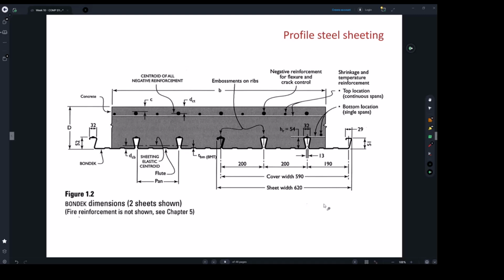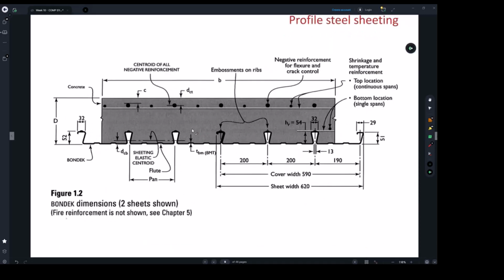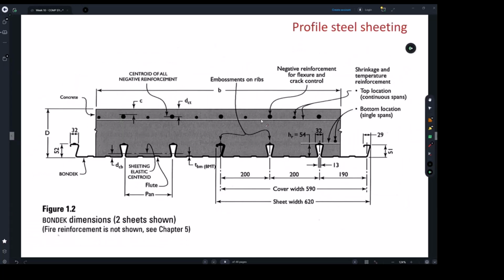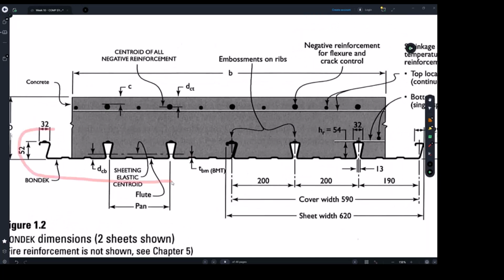So again, this image just gives you all the details you can think about. You can see the bottom side of this is a cross section in the slab. You can see this is one piece of the bonding, and here they interlocked it with another piece of bonding, right? So this is the sheet width.